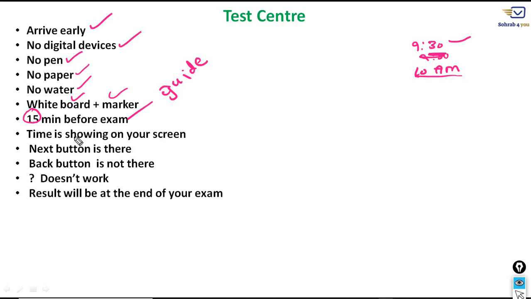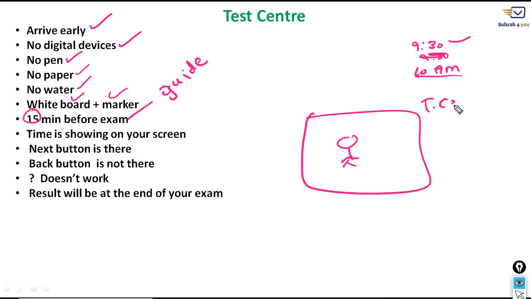Then when you sit the exam, suppose this is the test center. In here you have computers. Everything is on the computer. It is a computer based exam. So you're sitting. Good. The time is showing how many minutes are left for your exam. The time is written on your screen. For example, 5 minutes left, 6 minutes, 10 minutes, 20 minutes. So don't worry. According to your time, you should manage.